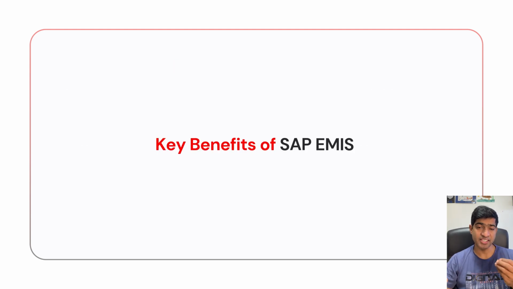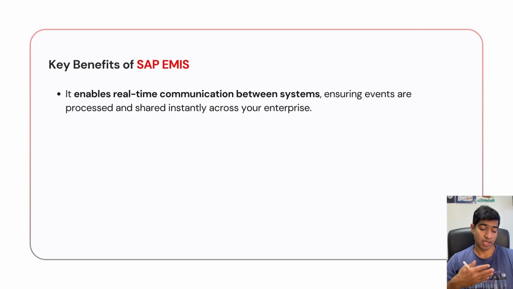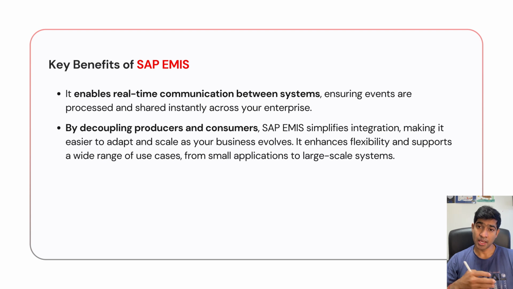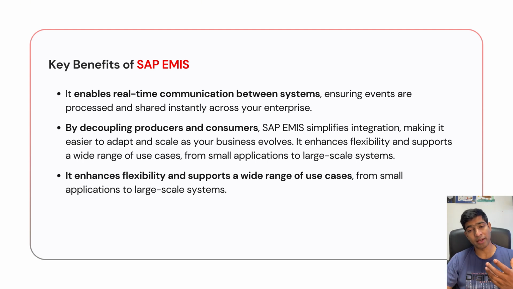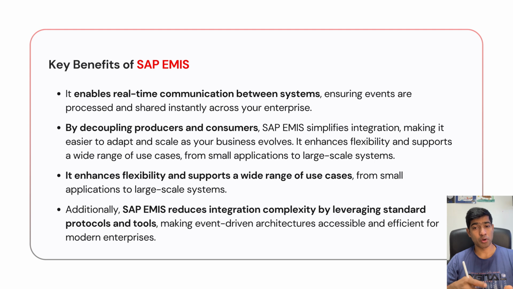Let's talk about the key benefits of SAP EMIS, Enterprise Messaging Integration Service. It enables real-time communication between the systems, as we discussed, ensuring events are processed and shared instantly across your enterprise. So this is one of the key benefits. Okay. By decoupling producers and consumers, EMIS simplifies integrations, making it easier to adapt and scale as your business evolves or grows. It enhances flexibility and supports a wide range of use cases, from small applications to large-scale systems. So you can use a combination of small applications and large applications. Additionally, EMIS reduces complexity by leveraging standard protocols and tools, and it also enables event-driven architectures from small scales to large enterprises. So this is one of the key benefits of using the EMIS system.